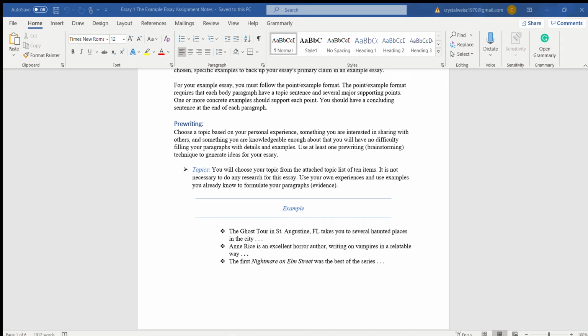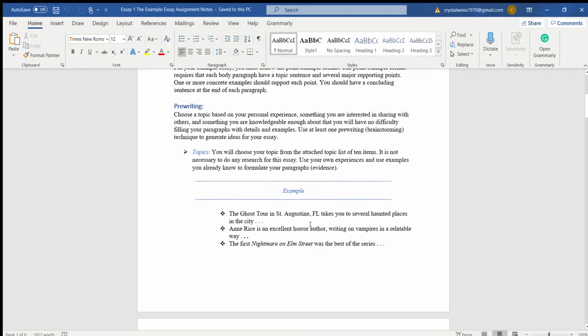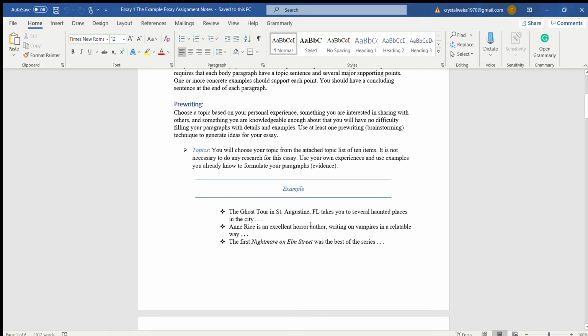All right, back to the assignment. Pre-writing. Choose a topic based on your personal experience, something you are interested in sharing with others, and something you are knowledgeable enough about that you will have no difficulty filling your paragraphs with details and examples. Use at least one pre-writing brainstorming technique to generate ideas for your essay.